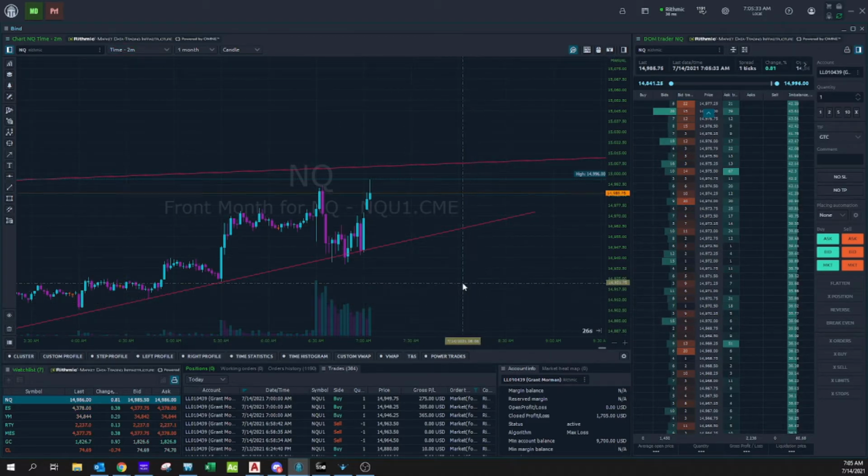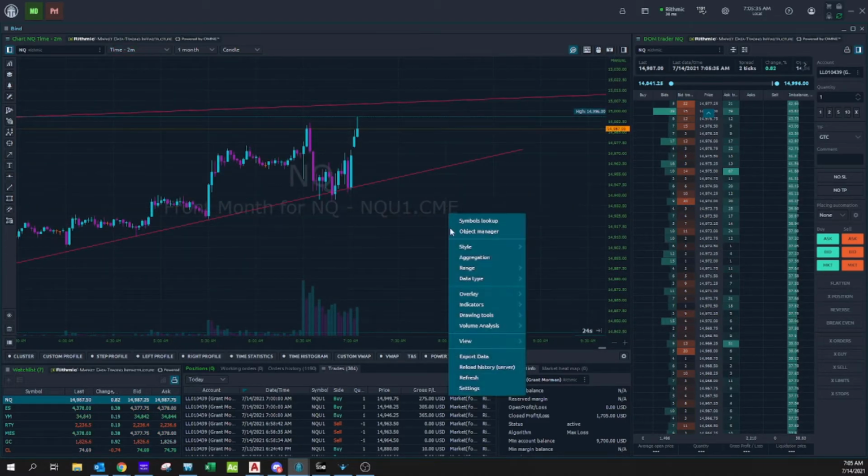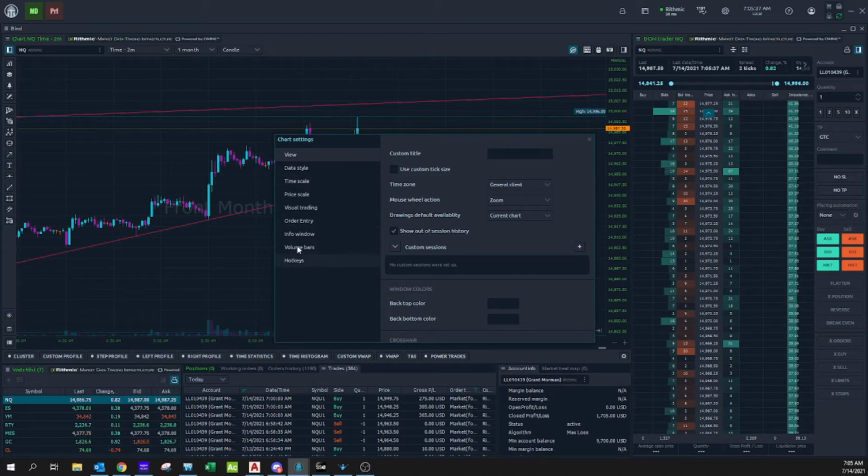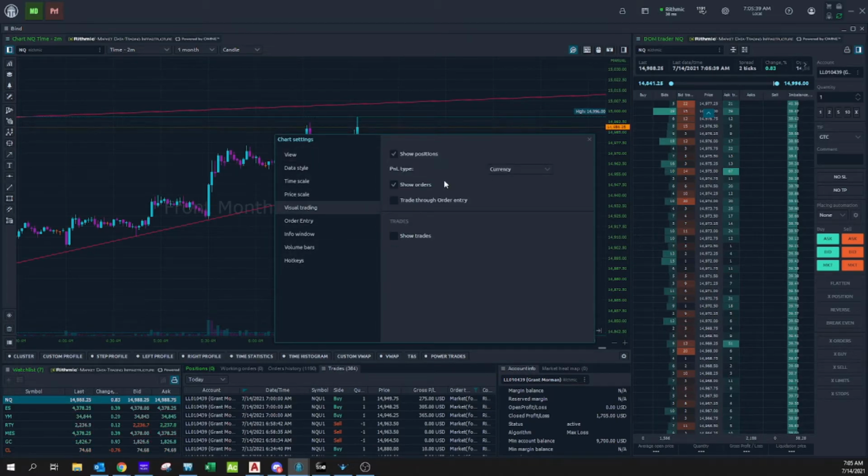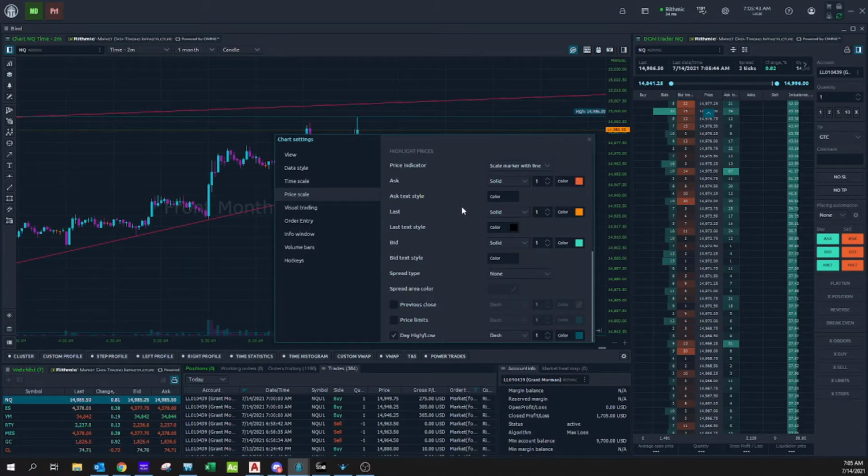I had someone with a question on how to show levels. If you right click on your chart and go to settings, you can go to visual trading, I believe. No, it's not. It is price scale. You can set day high low. That's where this high and low, you can turn that on and off, change the colors. You can put on previous close, put on price limits. I actually don't know what that is.